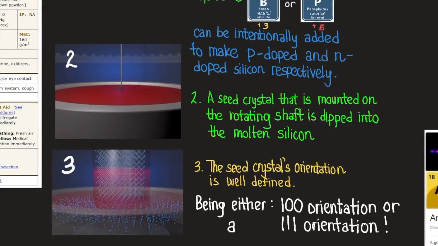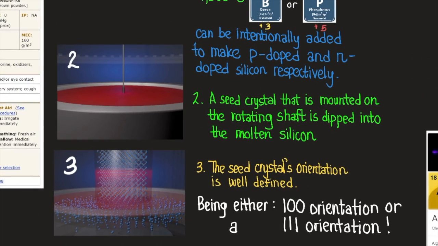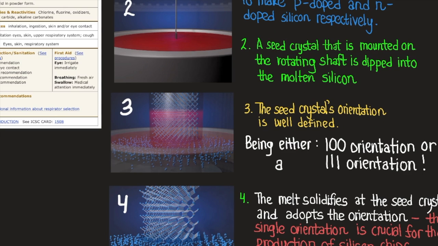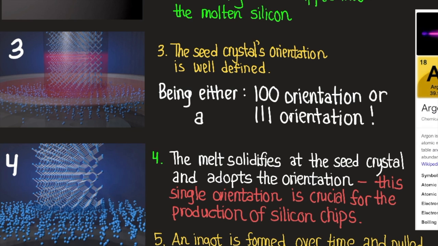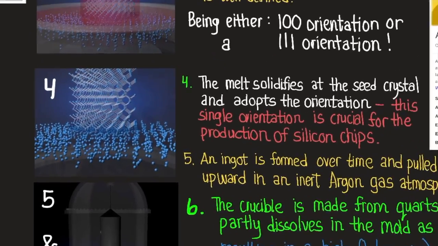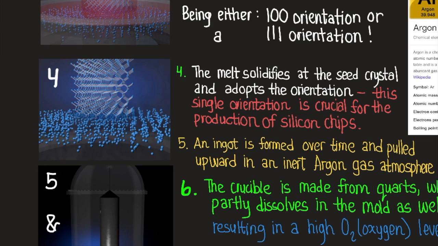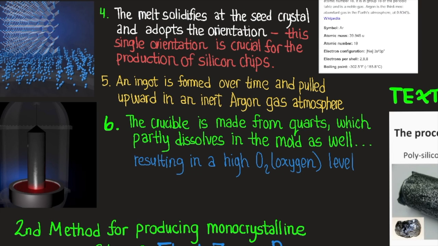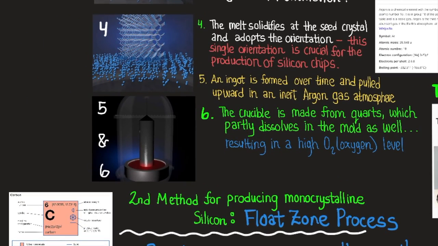So step 2, a seed crystal that is mounted on the rotating shaft is dipped into the molten silicon. So it's like Step number 3, the seed crystal's orientation is well defined, being either a 100 orientation or a 111 orientation. So step number 4, the melt solidifies at the seed crystal and adopts the orientation. So this single orientation is crucial for the production of silicon chips. So the crucible is made from quartz, which partially dissolves in the melt as well, resulting in a high O2 level. So we don't want a high O2 level because that creates rusty silicon for us. And that gets us back to square one.